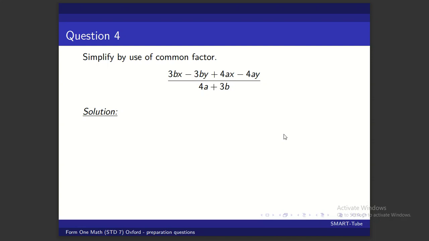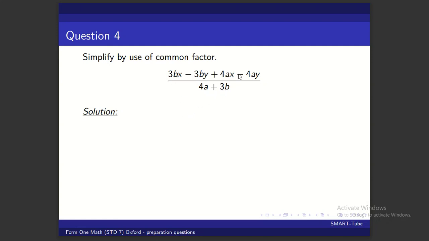So the first one asks you to simplify the given expression by using a common factor. To solve this question, let's see. You see now we have b and x, b and y, and x and y. But in the denominator here we have a, so 4a and 3b. Now just think of something that helps you to cancel, if it's possible, 4a plus 3b.